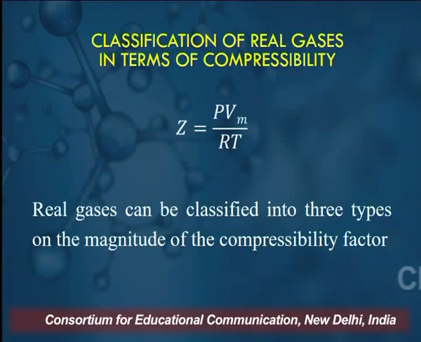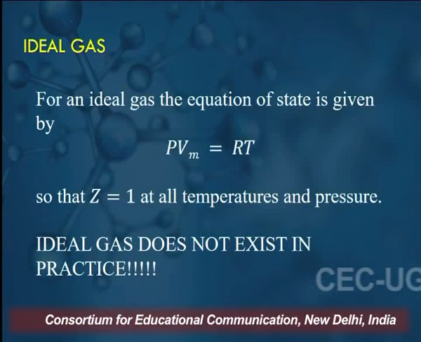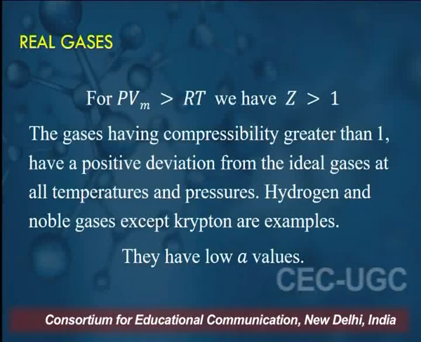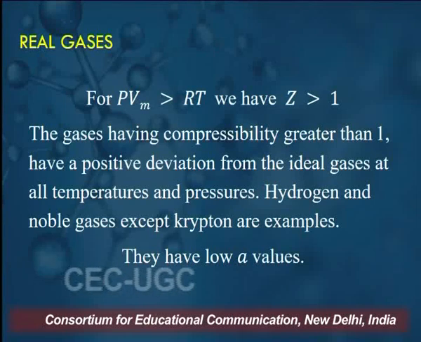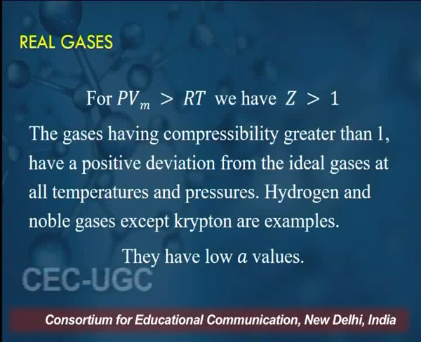We can classify real gases in terms of compressibility also by the formula Z is equal to PVm by RT. Real gases can be classified into 3 types on the magnitude of the compressibility factor. For an ideal gas, the equation of state is given by PVm equal to RT, so that Z is equal to 1 at all temperatures and pressures. For PVm greater than RT, we have Z greater than 1. The gases having compressibility greater than 1 have a positive deviation from the ideal gases at all temperatures and pressures.